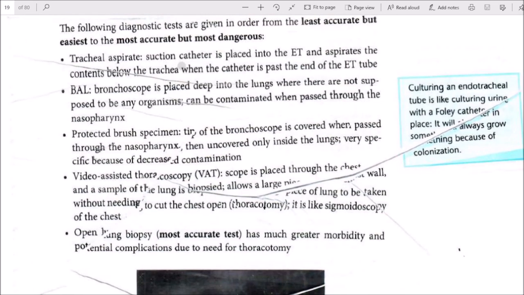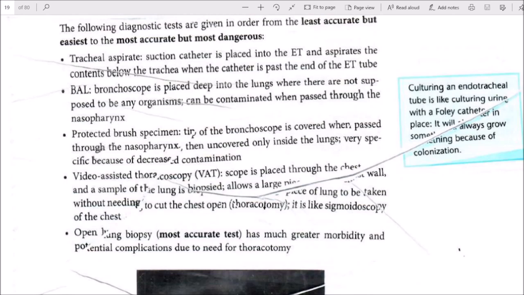Tracheal aspirate: a suction catheter is placed into the endotracheal tube and aspirates the contents below the trachea when the catheter is past the end of the endotracheal tube. Bronchoalveolar lavage: a bronchoscope is placed deep into the lung where there are not supposed to be any organisms, but it can be contaminated when passing through the nasopharynx.